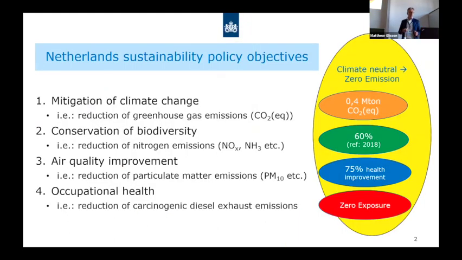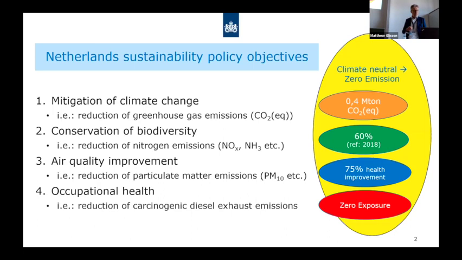Our sustainability policy objectives of the Netherlands government are much broader than the 4 that I've summed up here, but these are the drivers for this transition, and I'll fly over them very quickly. It's climate, mitigation of climate change, the conservation of biodiversity, which is a specific Dutch problem at the moment because we have large nitrogen emissions all over the country, and we have to deal with that.